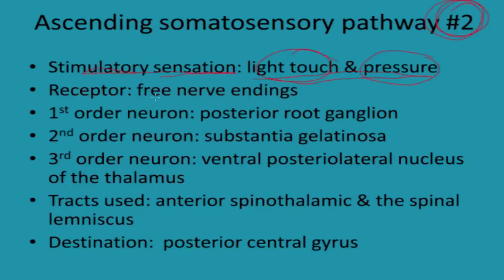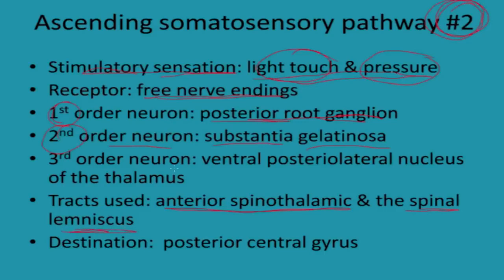These are picked up by the receptors, which are the free nerve endings, and they go into the first order neuron and synapse there. This is in the posterior root ganglion. This goes into the spinal cord, into the anterior spinothalamic tract, and synapses on the second order neuron, the substantia gelatinosa. It travels up the spinal cord into the medulla, where it changes to the spinal lemniscus, right here.